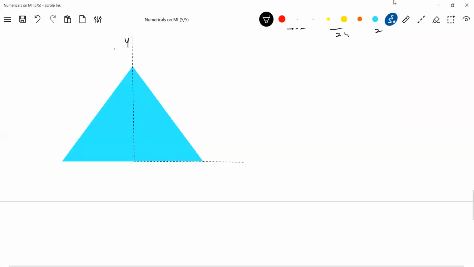So this is the y-axis, this is the x-axis. I'll give dimensions like this, L by 2, L by 2, and this is L by 2. I want about this point here. I'll call it I_OZ.